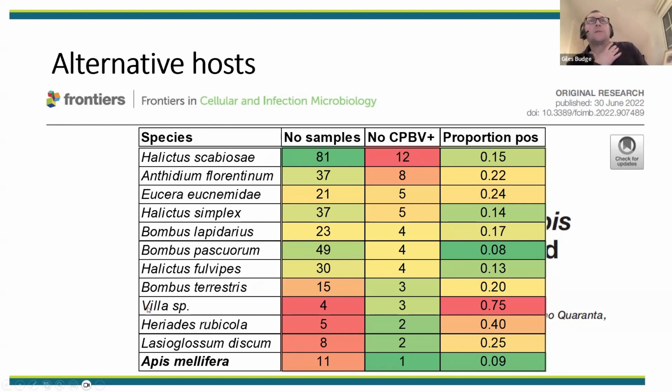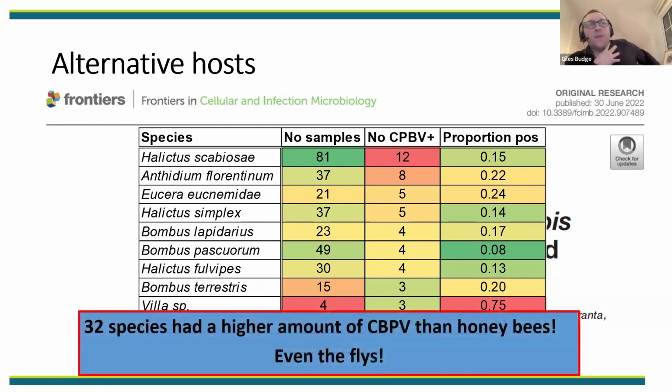And again, what's interesting is when you compare these results in the same paper to Apis mellifera, 32 different species had more chronic bee paralysis virus in them than the honeybee samples. Even the flies. So I think it's safe to say that this is a virus that's able to replicate in other species that aren't honeybees, and you can often find it in lots of other species too.